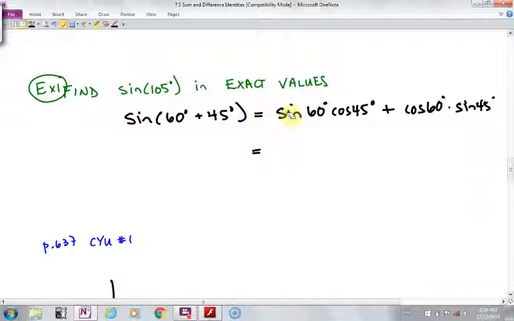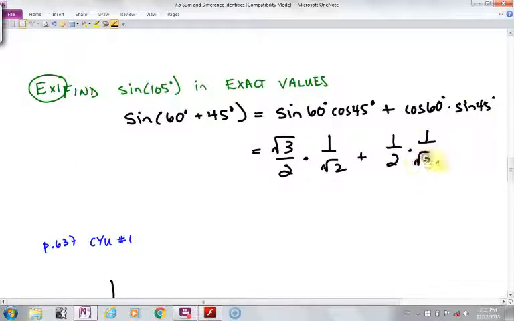What is the sine of 60? We did it just a moment ago. Anyone remember? Root 3 over 2. What is the cosine of 45? 1 over root 2. And the cosine of 60 is 1/2. And the sine of 45 is 1 over root 2. You do have to memorize those, or at least memorize the triangles that will allow you to remember those.